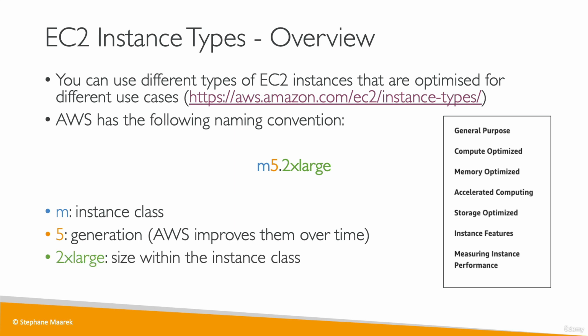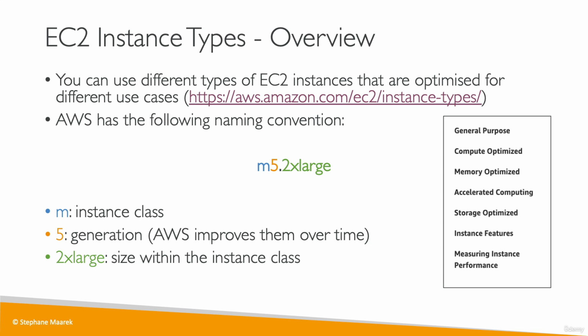Finally, the 2xlarge represents the size within the instance class. It starts as small, then large, then 2xlarge, 4xlarge, and so on. So it represents the size of the instance, and the bigger the size, the more memory and the more CPU you're going to have on your instance.